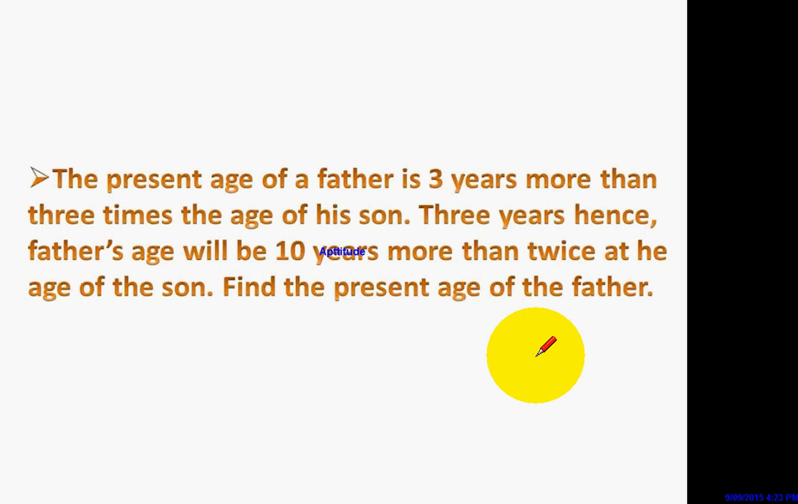So first we have to frame an equation using the tips mentioned above. Okay, the present age of the father is 3 years more than 3 times the age of the son. So who is the younger person here? Son is the younger person. So assume the age of the son as x. If the age of the son is x, now try to frame or build the equation for the first statement, that is, what will be the age of the father. It is 3 years more than 3 times. 3 times means 3x. 3 years more than means 3x plus 3.